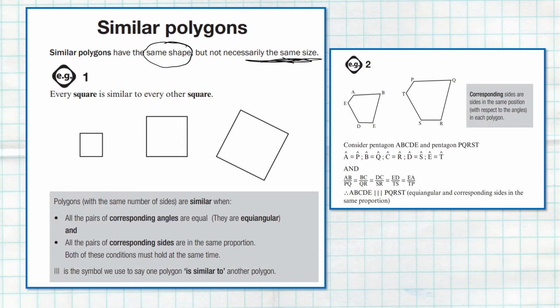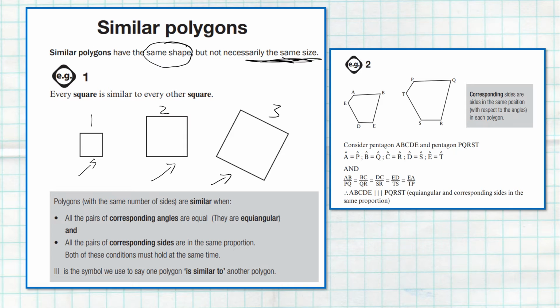For example, every square is similar to every other square. Take a look at the first square, second square, and the third square. You can see that their lengths are different. This is the smallest, this one is quite big, and this one is the biggest. So their sizes are different, but all these squares are similar to each other. But what is the reason? We already learned from grade 9 that there are only 2 conditions, and if you can prove one of them, then you can conclude that these things are similar.